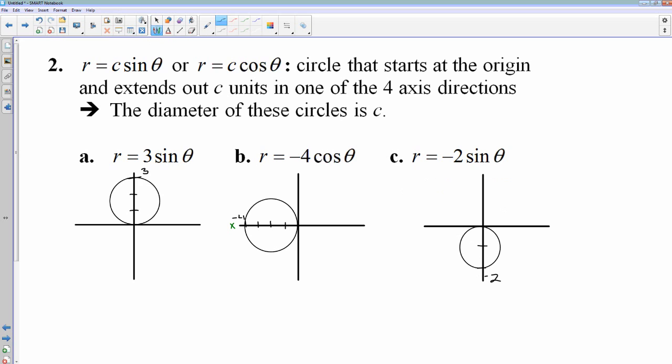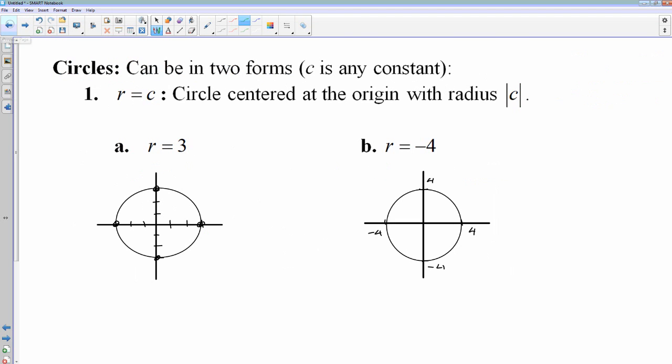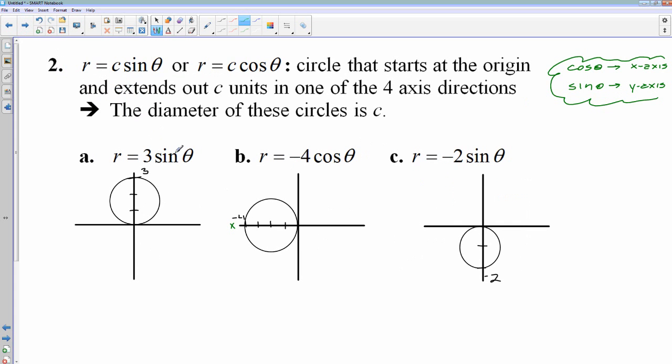Just keep in mind that when you're graphing these, cosine is associated with the x's, sine is associated with the y-axis. There we go. Just like it was on the unit circle. So there's our 2 types of circles. Those are kind of nice, where you have r equals a number and r equals a number times sine or cosine theta, and you just have those circles, not a whole lot to it.